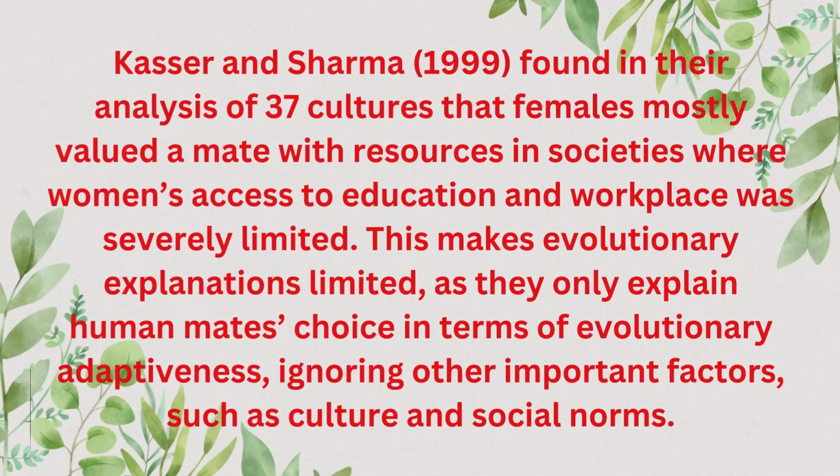Now, Kesar and Sharma 1999 found in their analysis of 37 cultures that females mostly valued a mate with resources in societies where women's access to education and workplace was severely limited. This makes evolutionary explanations limited, as they only explain human mate choice in terms of evolutionary adaptiveness, ignoring other important factors such as culture and social norms.